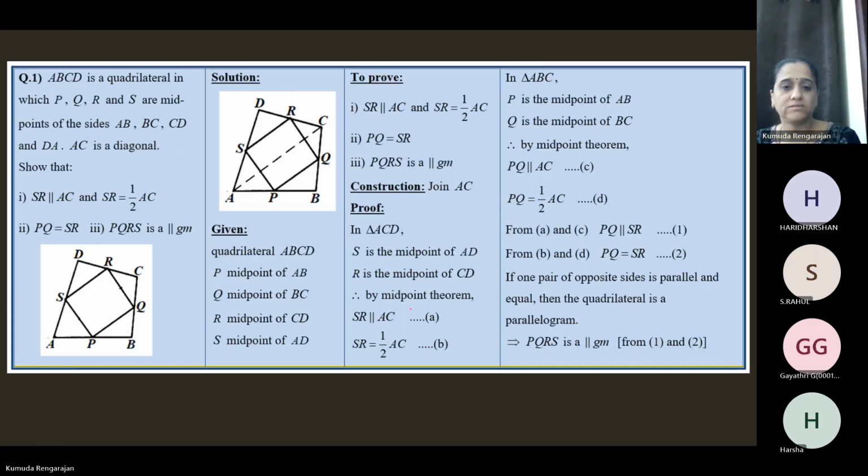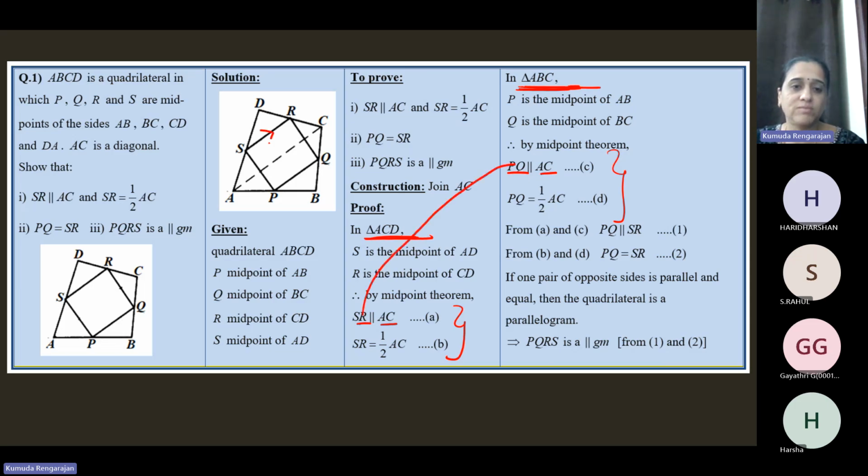What I mean is, from triangle ACD we get these two results. From triangle ABC, we get these two results. Now see here, SR is parallel to AC. PQ is also parallel to AC. That means SR is parallel to PQ. SR is equal to half AC. PQ is also half AC. That means SR is equal to PQ. And in this quadrilateral, one pair of opposite sides is parallel and equal. So PQRS is a parallelogram.